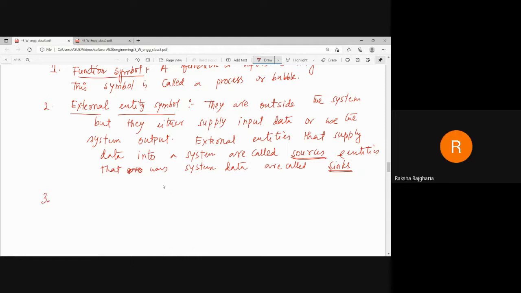Yes, an external entity is someone who is using the software, like a librarian using a library management system. Librarian is an external entity when we are using a library management system, right? Because the librarian provides the book input to the system. So that's why this is called an external entity.